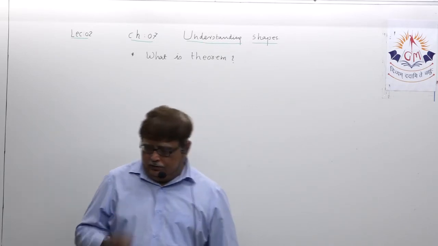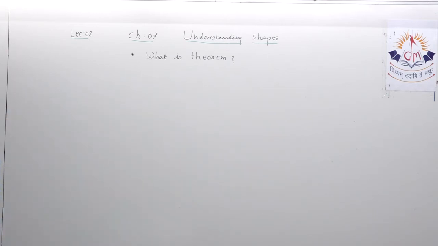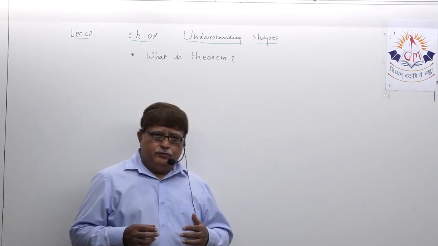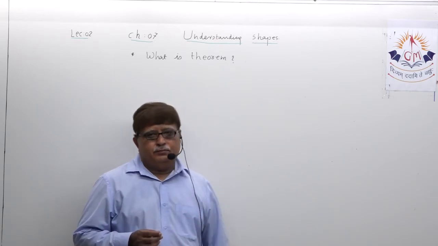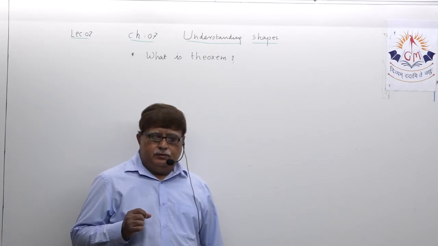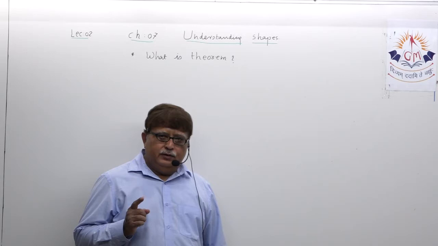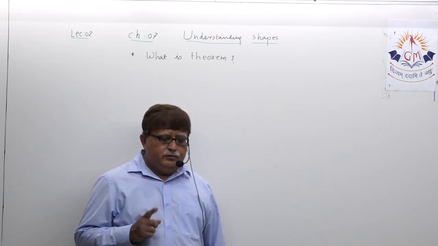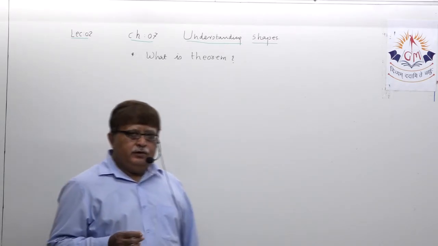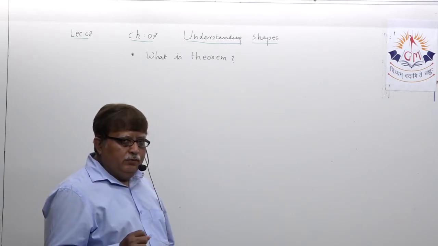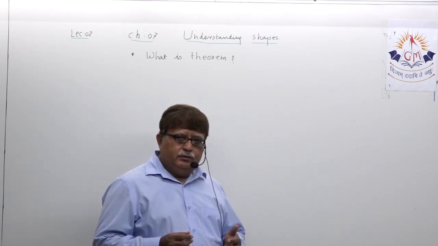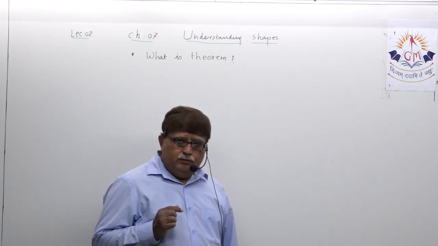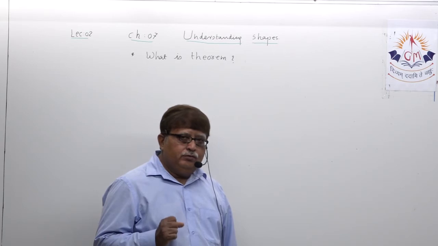Right, so in geometry make one thing very clear: as far as geometry is concerned, there are some particular statements, and those geometrical statements require to be proved. When you try to prove any geometric statement, it is called a theorem. Is the meaning clear in your mind, what actually a theorem is? So any geometrical, that means any mathematical statement which needs a proof, you have to prove it, that is actually known as a theorem.